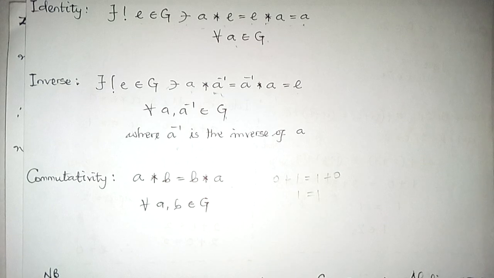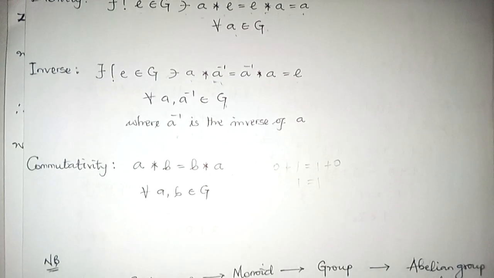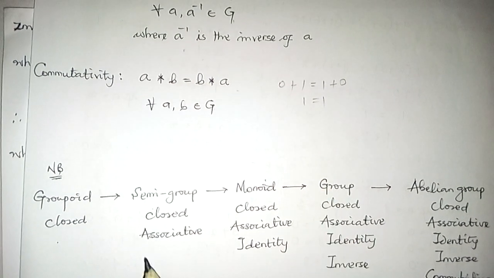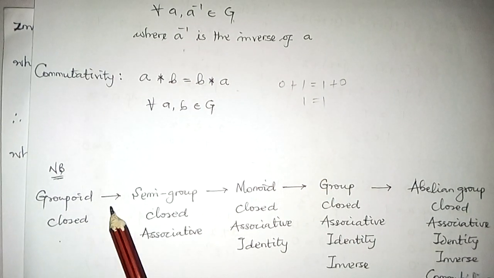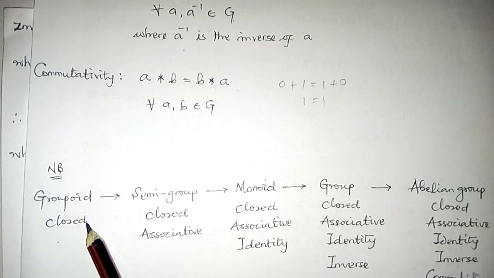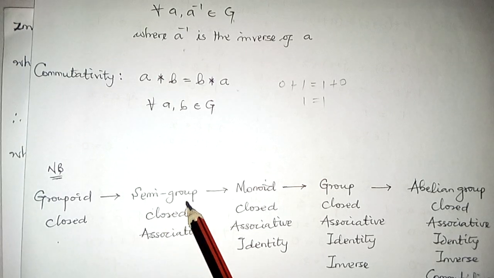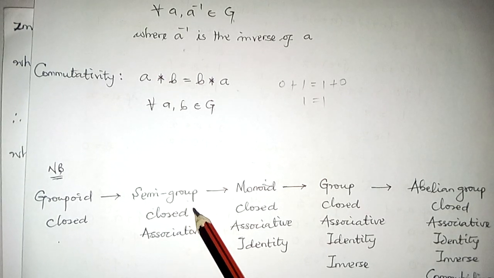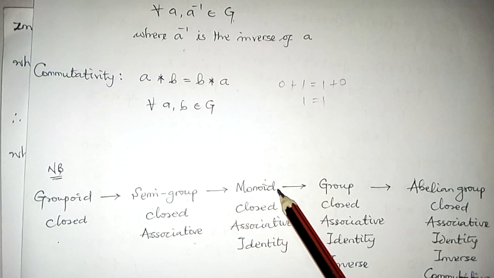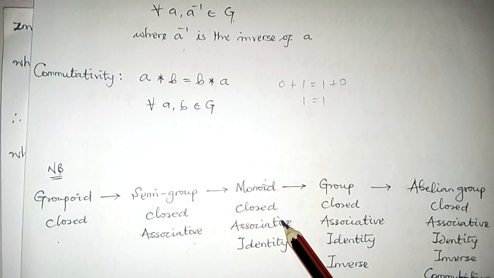So let's note now the aspect of abstract algebra where we dive in. We get to note that for a set to be called a groupoid, it's only going to have the closed property. For a set to be called a semigroup, it's going to be both closed and associative. For it to be called a monoid, it's going to be closed, associative, and identity. Those would be the three properties for a monoid.